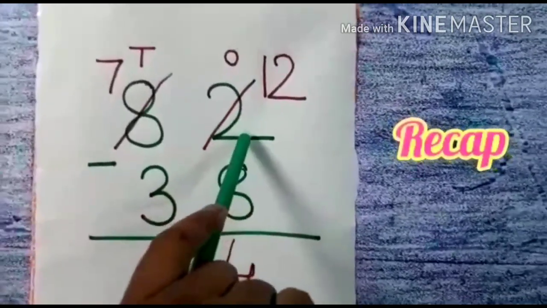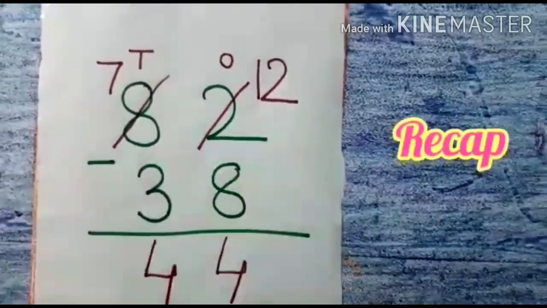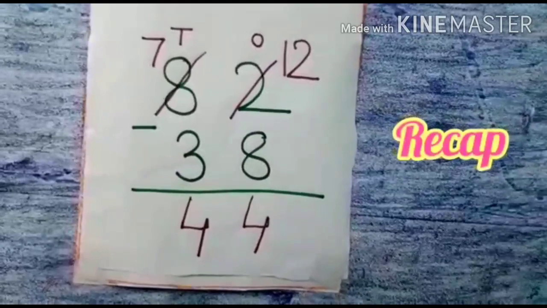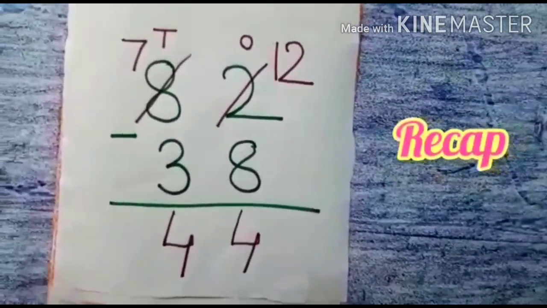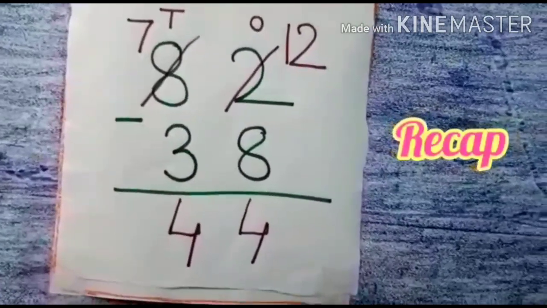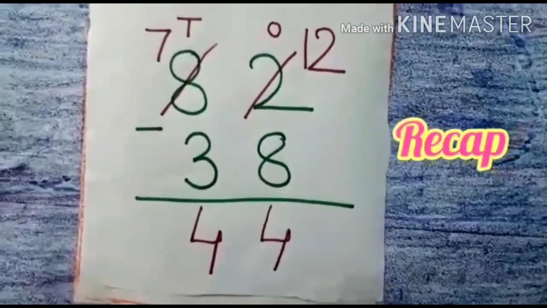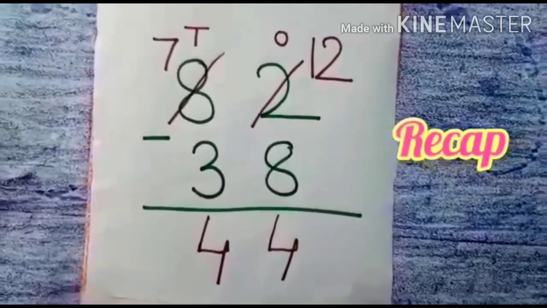to the ones digit number. Okay, so like this, and also you have to practice the finger counting very nicely. Then only you can do this type of subtraction very easily.